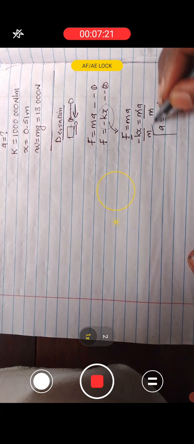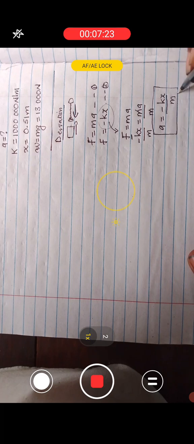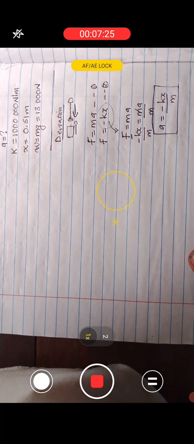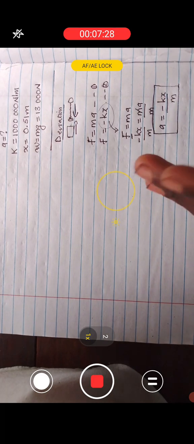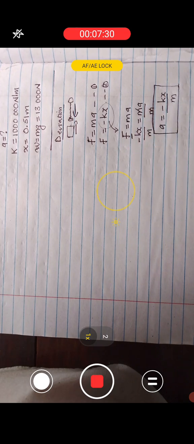Just like that. It was as simple as drinking water. Yeah. So this is the formula for acceleration we are going to use to calculate the maximum acceleration, or the deceleration, since the final answer will be negative.